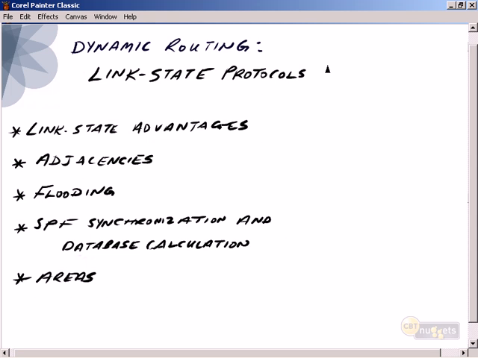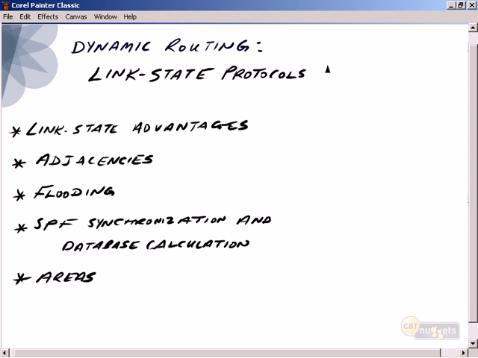JNCIA series, Dynamic Routing Link State Protocols. Well, this is part 2 of a 2-part nugget series on dynamic routing. And in the previous nugget, we talked about the aspects of vector protocols. Here, we're going to see really the improvement on those concepts and actually something that we're going to be more concerned with moving forward, because the two main protocols we're going to be using for interior gateway protocols are OSPF and ISIS, which are both link state protocols.